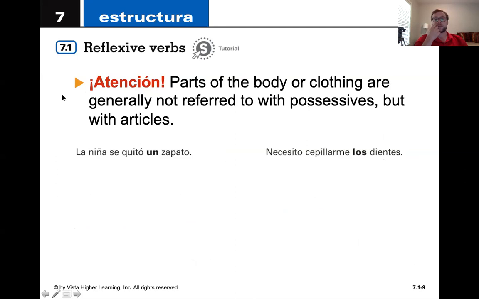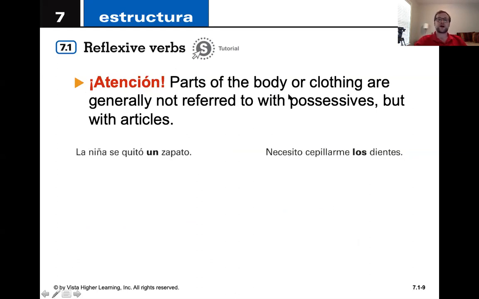Okay, now parts of the body or the clothing are generally not referred to with possessives. So if you wanted to say, I need to brush myself the teeth, or I need to brush my teeth, right? We would say my teeth in English. In español, we say the teeth. Necesito cepillarme los dientes. Or la niña se quitó un zapato. We would say the girl took off her shoe. In Spanish, we would say the girl took off a shoe or the shoe, right?